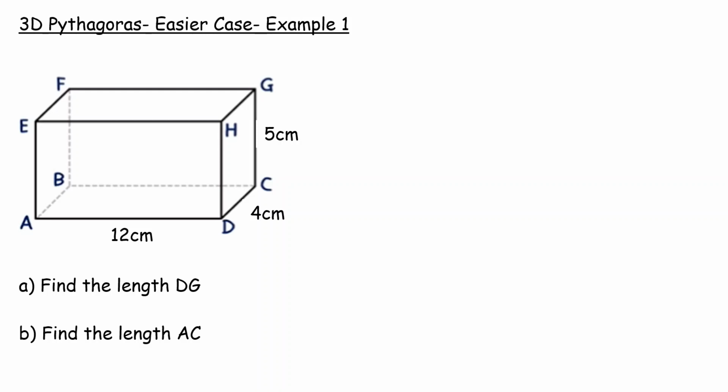Okay, let's begin with this question, which says, first of all, part A says, find the length D to G, and this one's a slightly easier case. Well, my length D to G is going up from here, and then I've got to go and complete a right angle triangle, because that's what Pythagoras is all about. So I can do that by going from D to C, and then C to G. And let's go and label that over here.